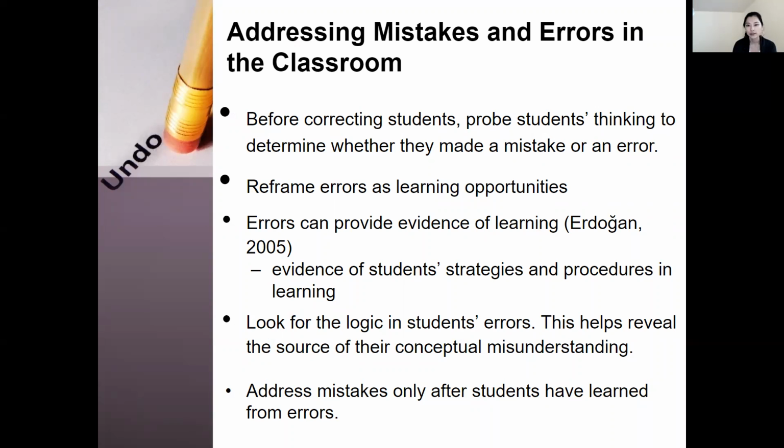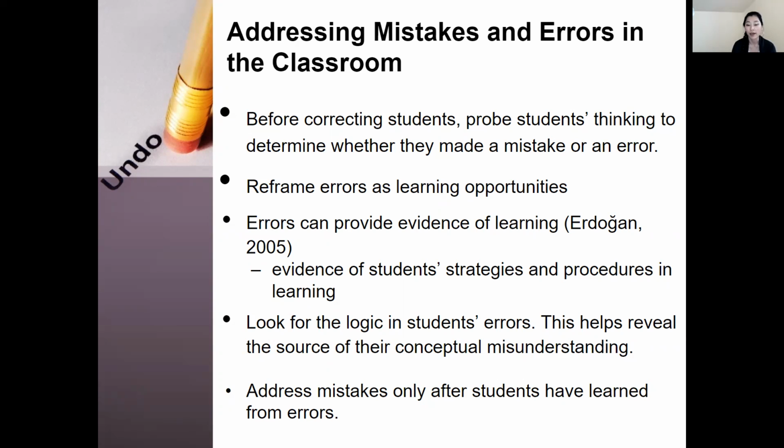To address errors and mistakes in the classroom, we first want to make sure that before we're correcting students, we understand their thinking. So probe students' thinking to determine whether it was actually a mistake or if it was an error. The next thing that we need to do is reframe errors as learning opportunities. Rather than telling a student what they got wrong, if we walk through the answer that they gave, we can understand what led them to make that choice and they can correct their thinking.